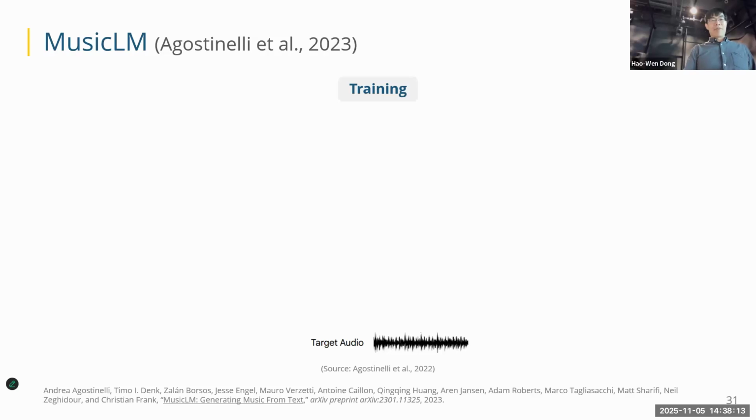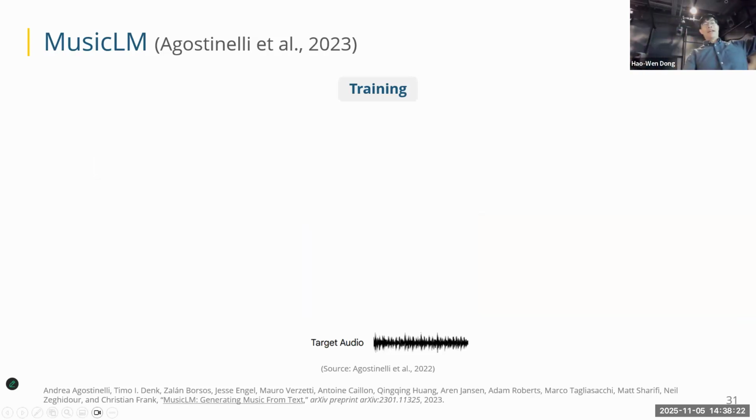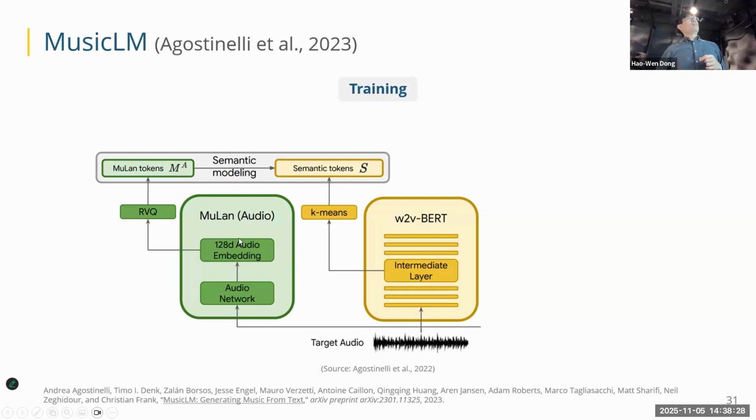So the idea is that you have the audio. You grab the audio and you use this MuLan model, which is basically this contrastive model. You take the music encoder here and you turn this input audio into the MuLan encoded vector.